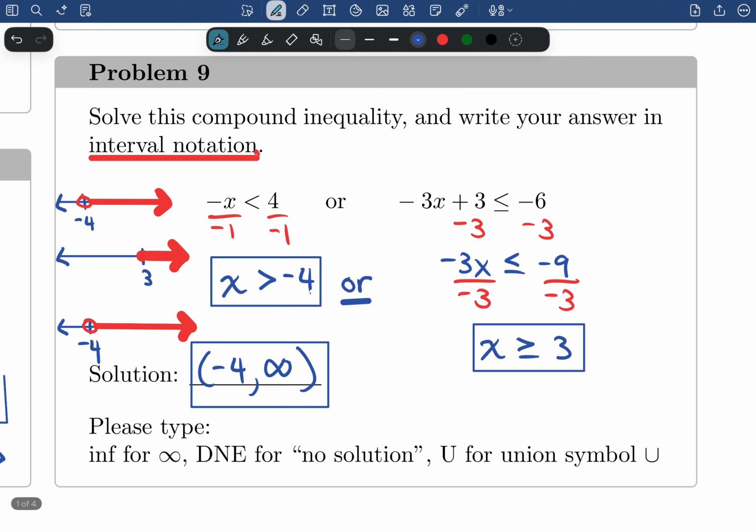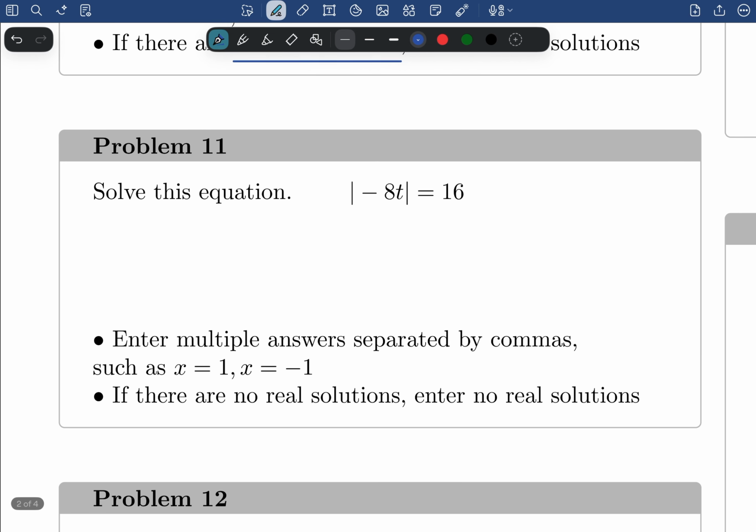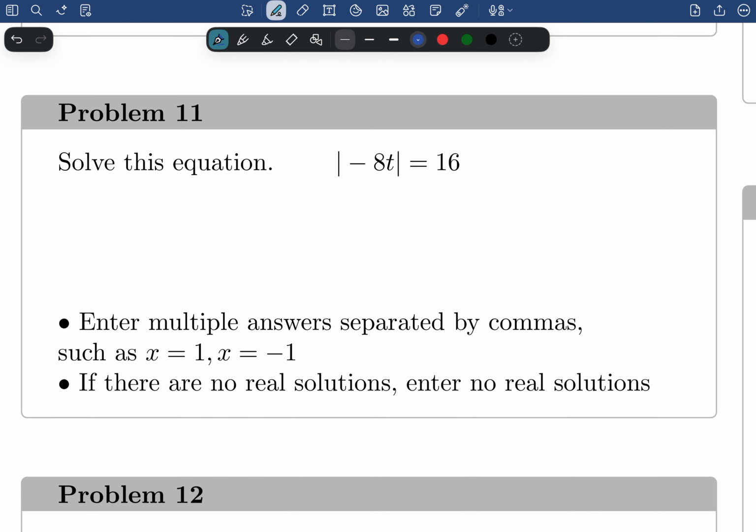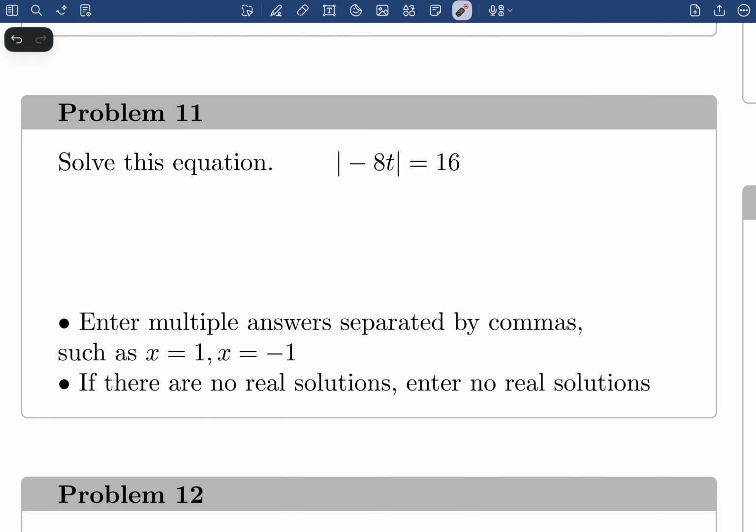Let's move forward to problem number 11. And it looks like this. Solve this equation. The absolute value of negative 8 times t equals 16. So that absolute value is isolated. It's all alone on the left-hand side of this equal sign, and it equals a positive number. Okay, that's allowed. That's good.